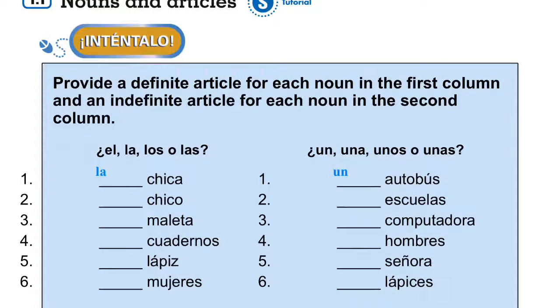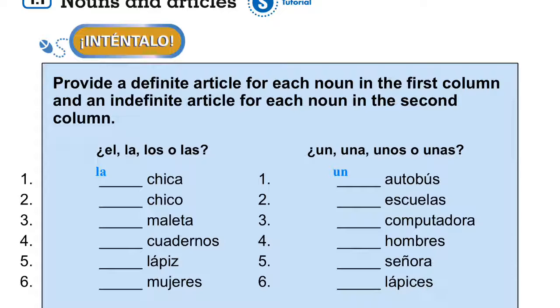Let's take a look at this inténtalo practice. You guys are going to copy these down and we're going to do it together. So for the left side, we're going to do definite articles, el, la, los, and las. Remember to look if it's singular or plural. So the first one is given for us. We have la chica. Okay, let's try the second one.